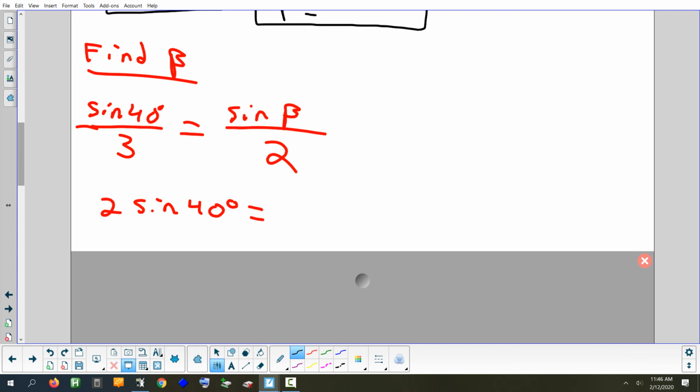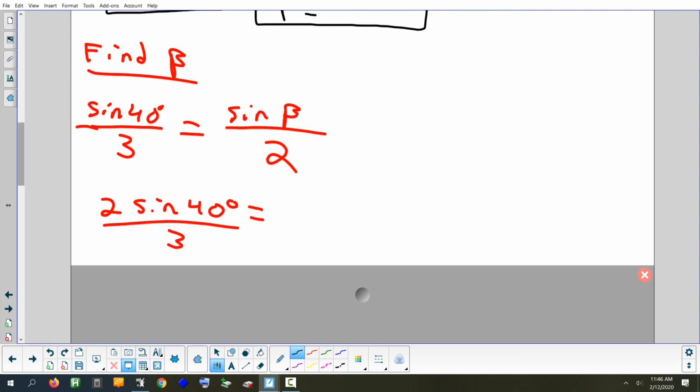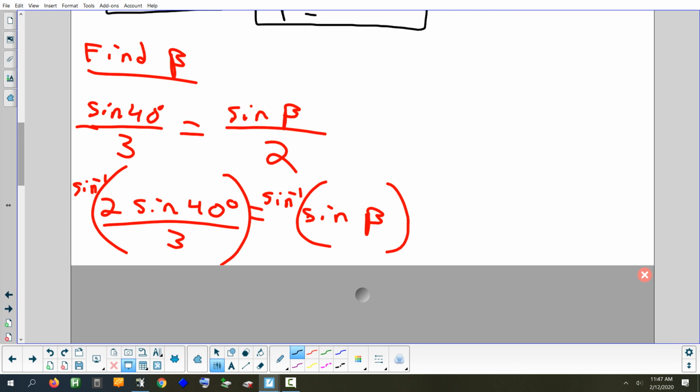2 sine 40 is going to equal what? 3 sine beta. It would be 3 sine beta, but I'll divide by 3. And now I want beta. So what do I have to do on each side? Yeah, take the inverse sine. And this is the step that you always have to do anytime you have side-side-angle. You're going to have to do inverse sine. Okay. So let's type that in and see what happens.